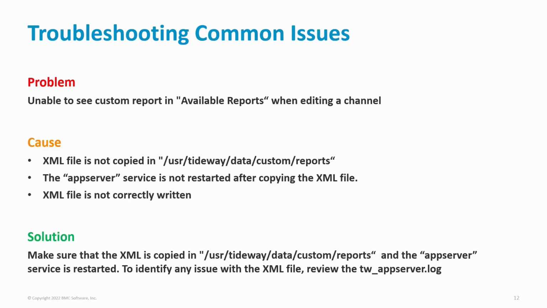Or the app server service is not restarted after copying the XML file, or the XML file is not correctly written. To fix this issue, make sure to copy the XML file in the correct directory on the appliance and then restart the app server service. If still the same issue, you can review the tw_appserver.log to check if there is an issue while parsing the configuration XML file.